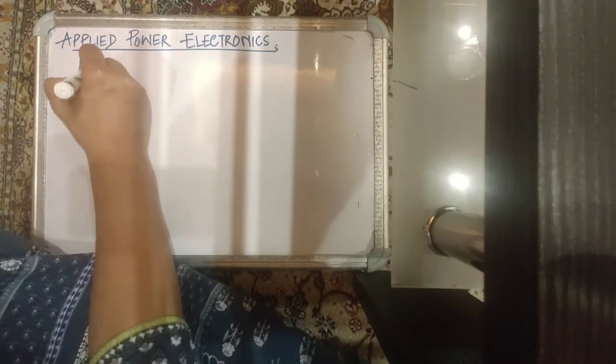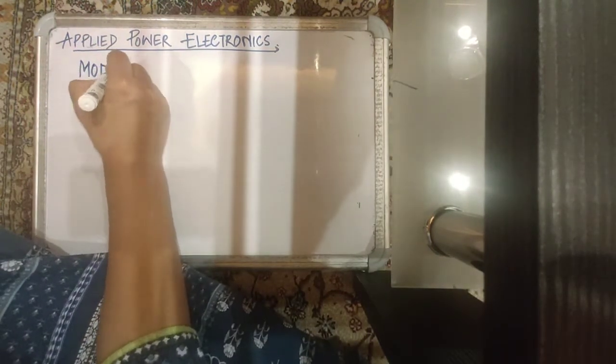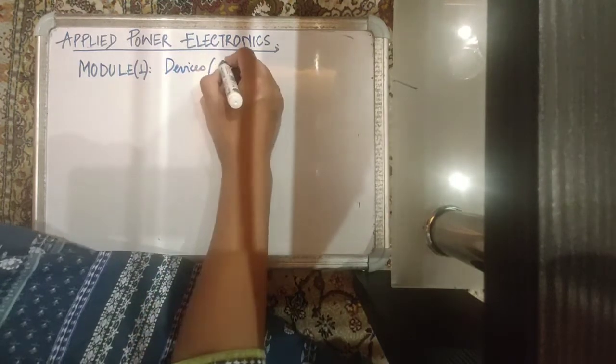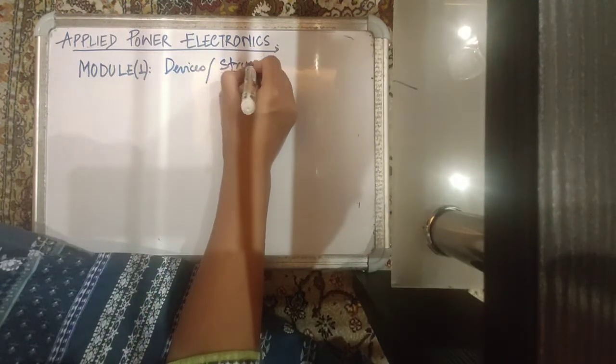In the previous lectures, we have been discussing Module 1, which is essentially focused on device physics, different types of power electronic devices, their structure and characteristics.